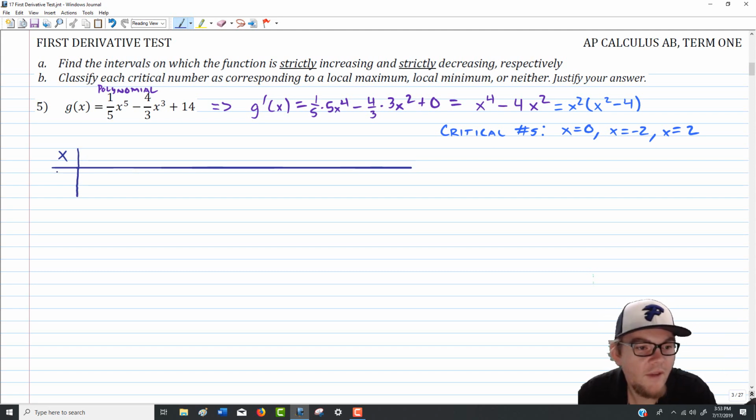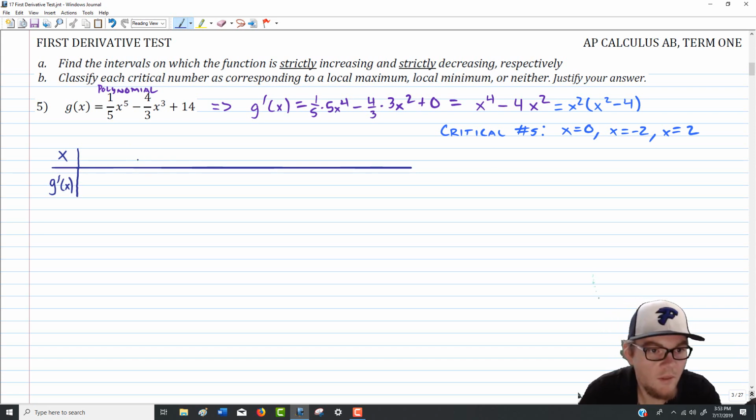Okay, so if we have x values, we want to compare them to the derivative values, because what a sign chart checks is whether or not your slope is positive or negative. If it's positive, we know the function is increasing on that interval. If it's negative, we know it's decreasing on that interval. So in our case, we have 3 separate critical numbers to plug in, or to build our table around. So I'll put each of those values in.